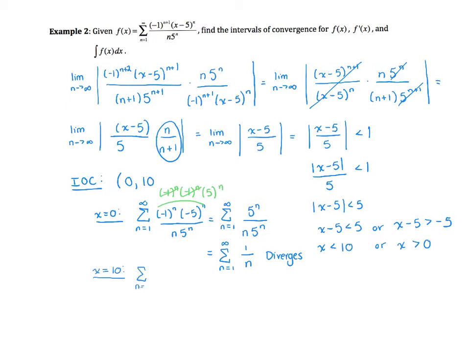When x is 10, we'll get negative 1 to the n, and then 10 minus 5 will be a positive 5 to the n. And look what this simplifies to. These will cancel, and you'll end up with the alternating harmonic series, which we know converges. So 10, you may come to the convergence party. Hooray!